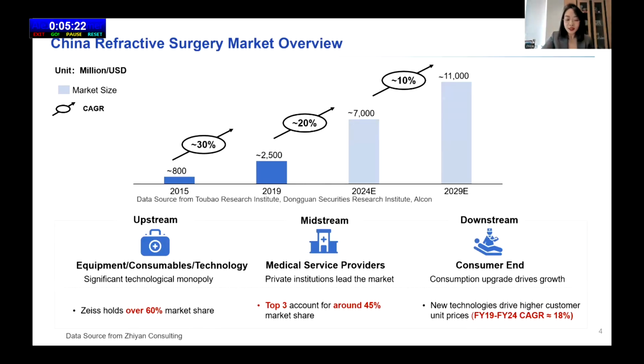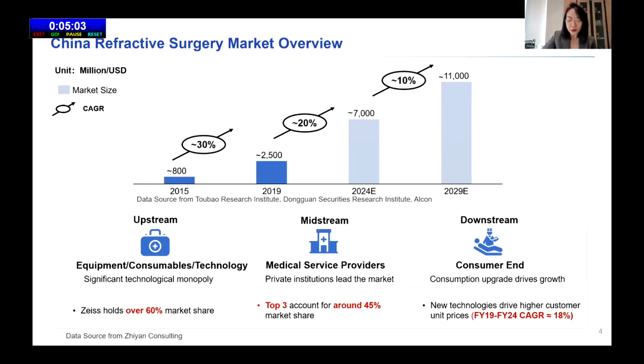From 2020 to 2023, despite the continual expansion, the growth rate slowed down to about 20% CAGR due to external factors such as the COVID-19 pandemic and temporary economic fluctuation. However, the increasing demand from second-tier and third-tier cities has sustained the overall market expansion.